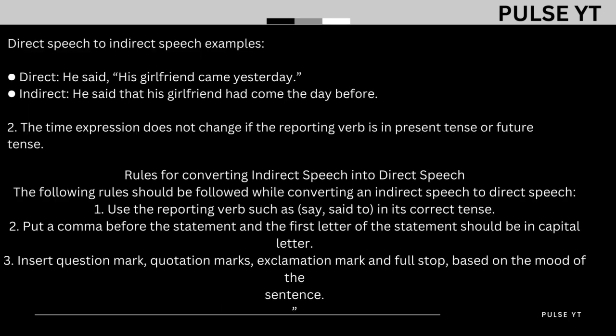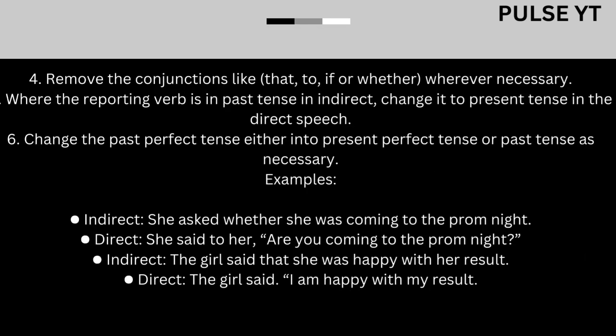Direct speech to indirect speech examples. Direct: He said, his girlfriend came yesterday. Indirect: He said that his girlfriend had come the day before. 2. The time expression does not change if the reporting verb is in present tense or future tense.